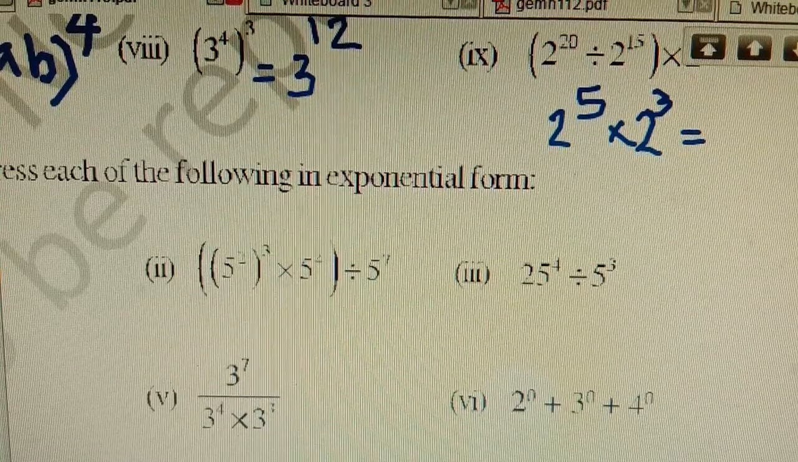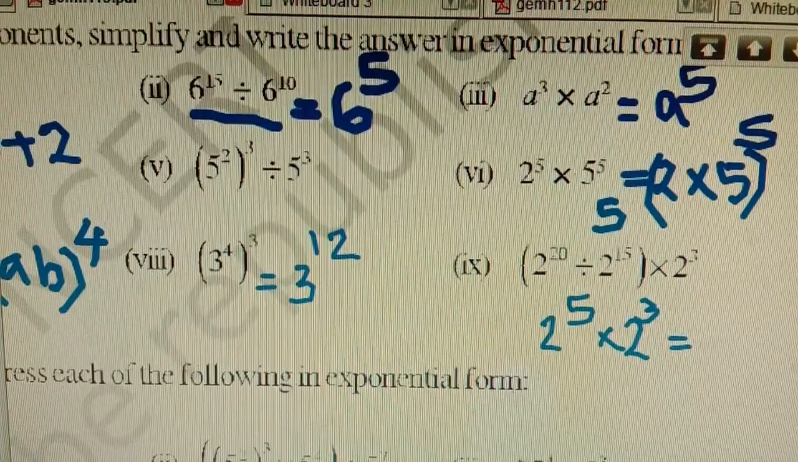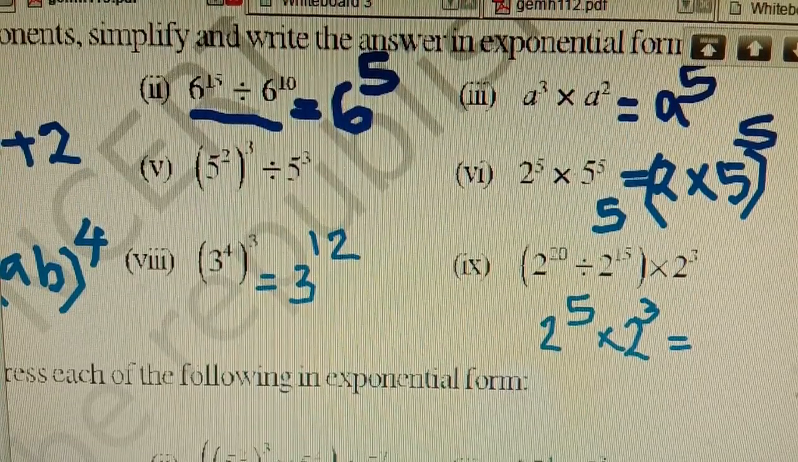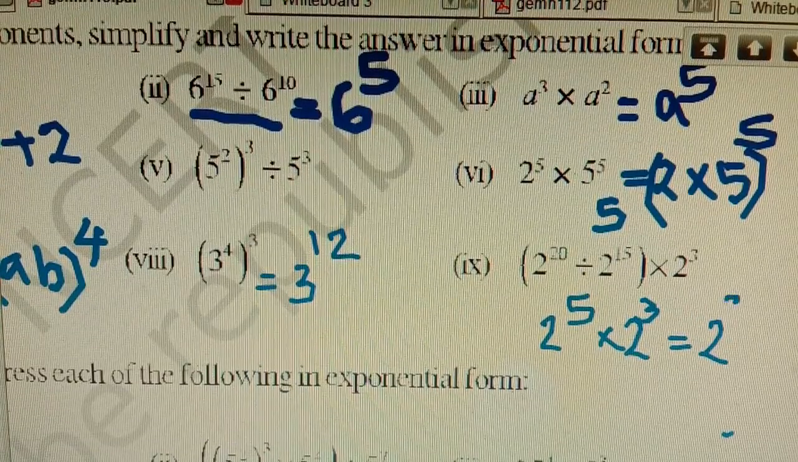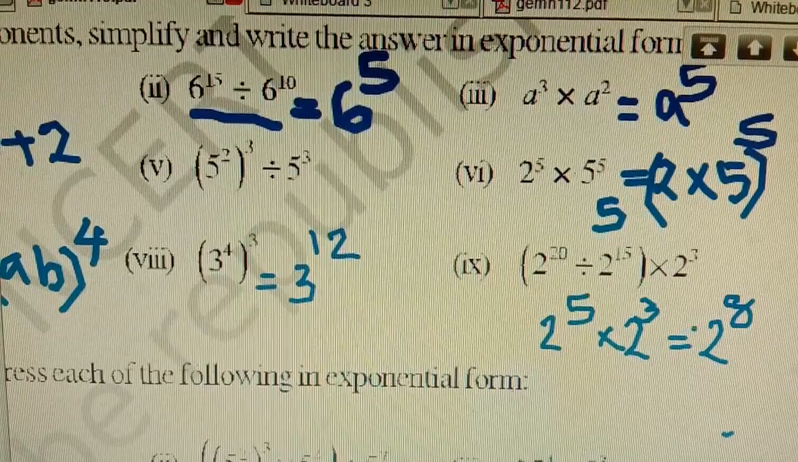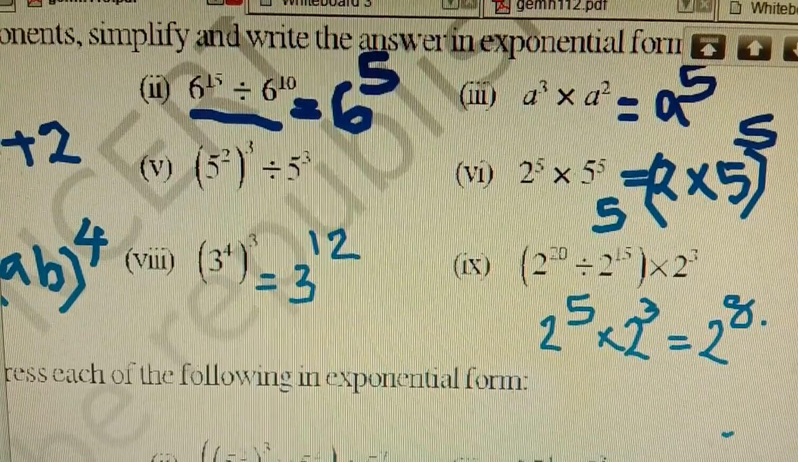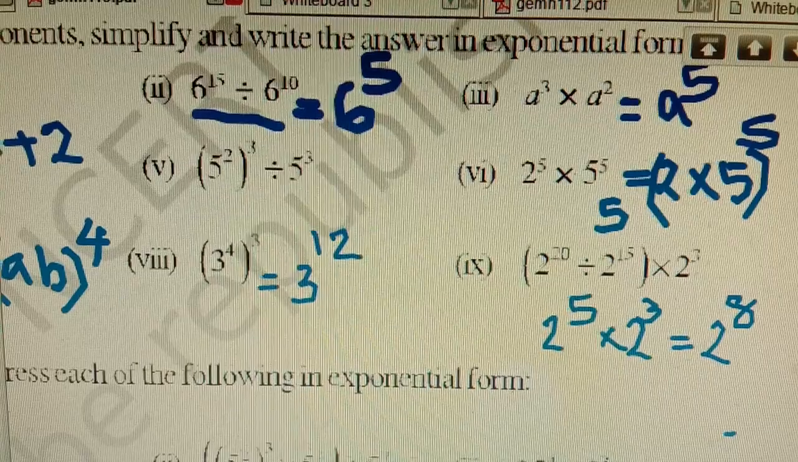That is 2 to the power of 8. So we can write it as 2 to the power of 8. 2 to the power of 5 into 3, that is 2 to the power of 5 plus 3, that is 8. So we completed that section.